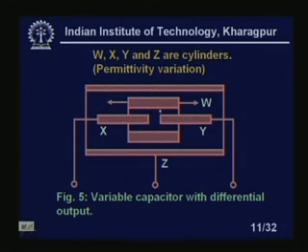If the position gets varied, then what will happen? You see here, if I move it to this side, there is more dielectric medium between X and Z, and there will be less dielectric medium between Y and Z. So the capacitance between X and Z will increase and the capacitance between Y and Z will decrease.